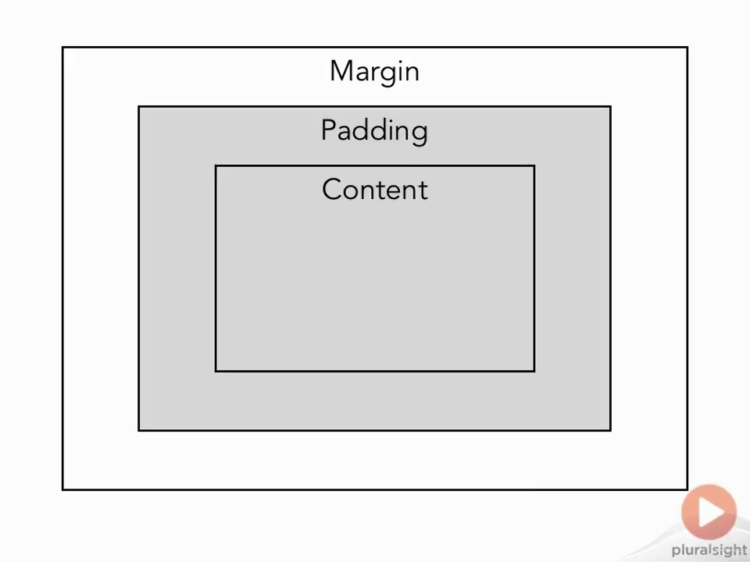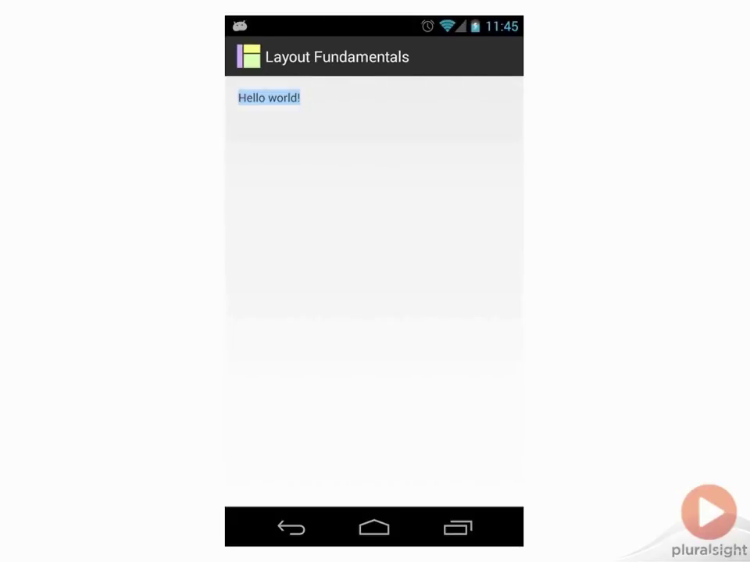In this diagram, the gray area shows you where the view is. When you add a margin, it adds space between the view and the parent. And when you add padding, it adds space within the view itself. Here, what do you think I did? Did I add margin or padding?